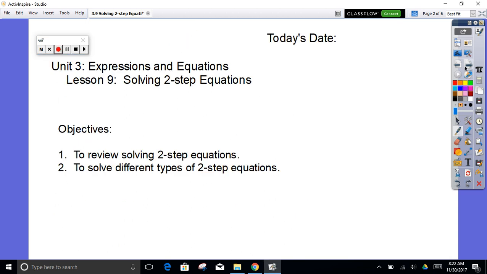Okay, so today's lesson, as I said, again, is solving two-step equations. We're going to look at some two-step equations that are a little more complicated, and then we're going to look at a couple different types that don't follow the rule of undoing addition or subtraction first.